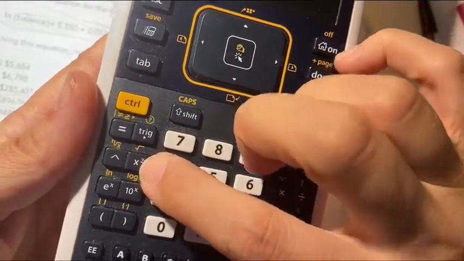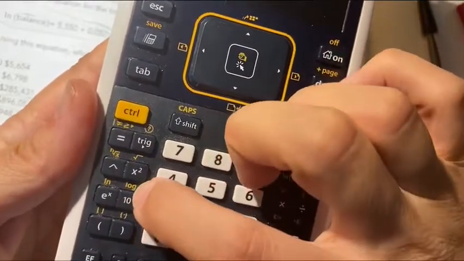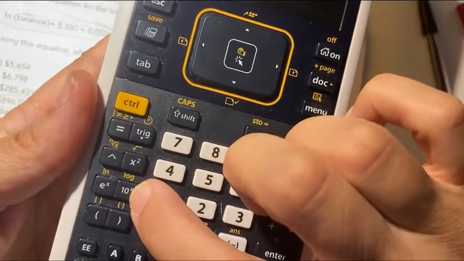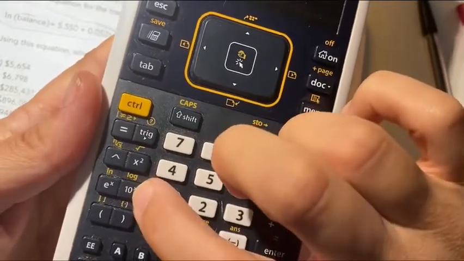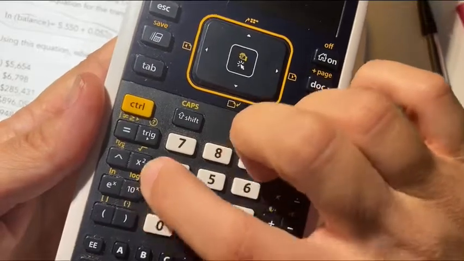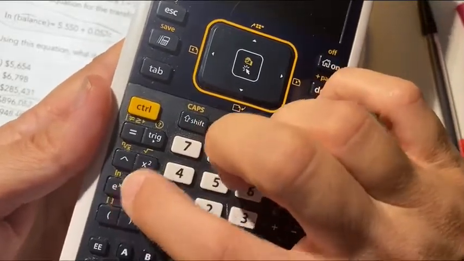You square stuff. How do you get rid of a log? You take something both sides to the power of 10. How do you get rid of power to the 10? You take the log. Those are inverse. Same with e to the power and the natural log.